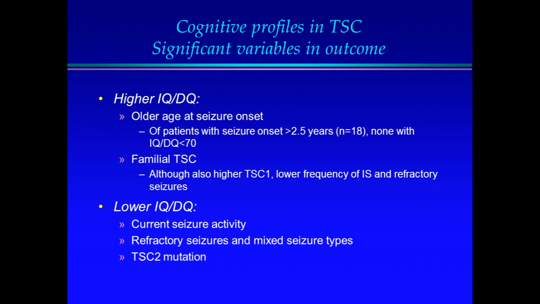In fact, we don't have anyone in our group of now over 600 people that had seizure onset after the age of 6 who has any degree of cognitive impairment. Also, familial TSC, although that's a little bit skewed because familial TSC is often a TSC1 mutation, and we know that can be a milder phenotype. And then lower IQs were associated with current seizure activity, refractory seizures, mixed seizure types, and a mutation in TSC2.